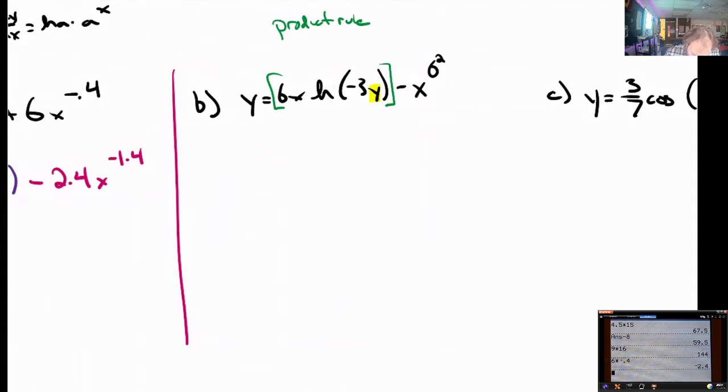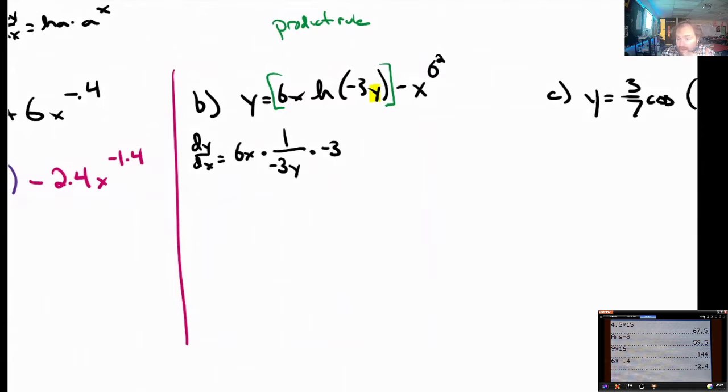So let's just try it. Let's see what we get after the first step. dy/dx equals, okay. The first thing is 6x times the derivative of the second thing. The derivative of the natural log of negative 3y is 1 over negative 3y times negative 3.